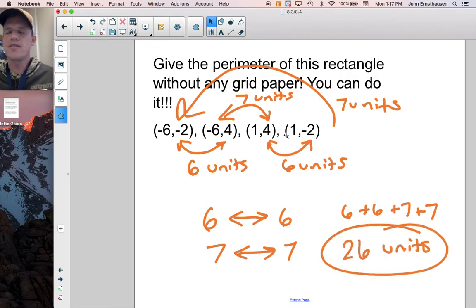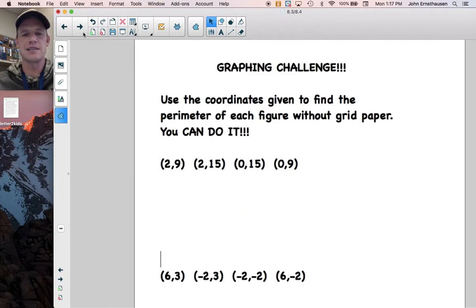At the end of the video, I think I'm going to come back and maybe give you guys one more of these to try. It's a good challenge. It kind of connects the whole unit together with graphing, with distance, with shapes. So it's a really, really good problem. I want you guys to be able to do these without grid paper, and you can do it.